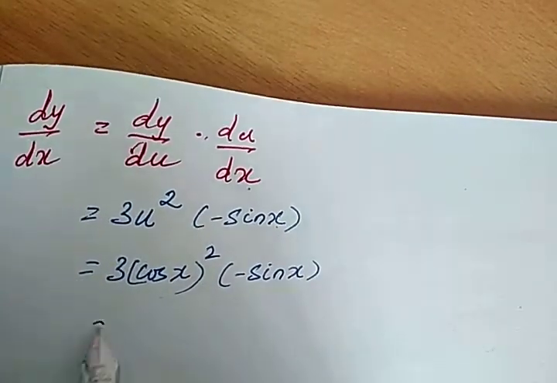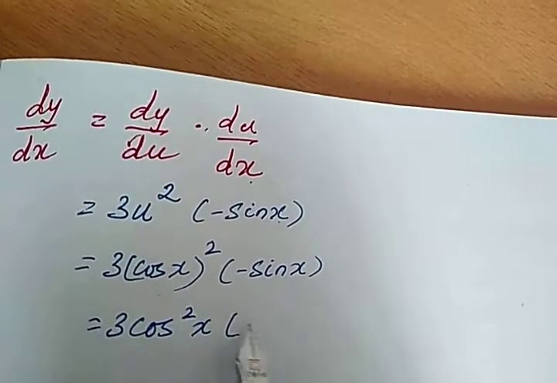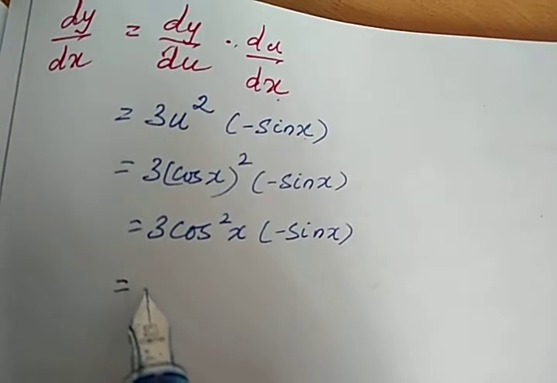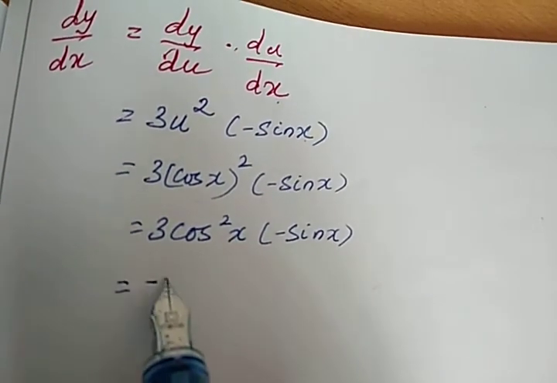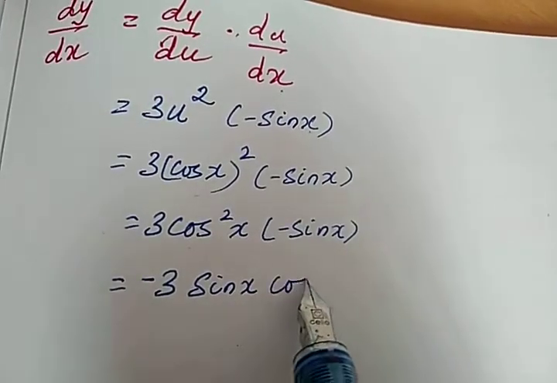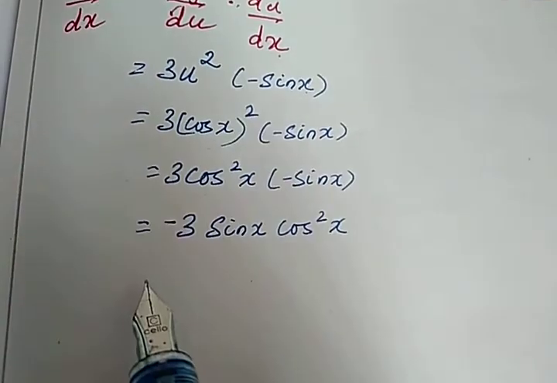Bring the square inside the bracket, so you will get 3 cos squared x into minus sin x. Rearrange. Minus, we will take it to the front. So it is minus 3 sin x into cos squared x.